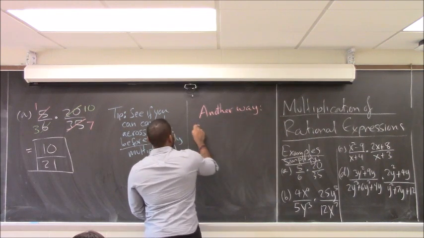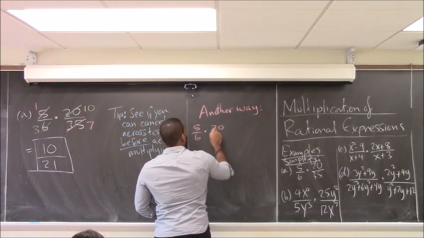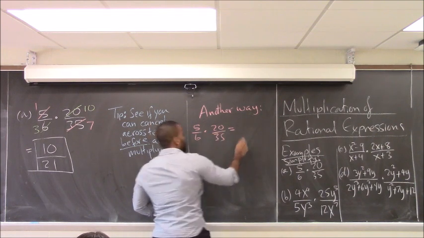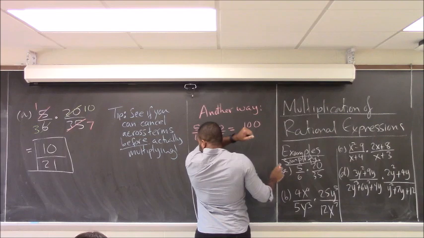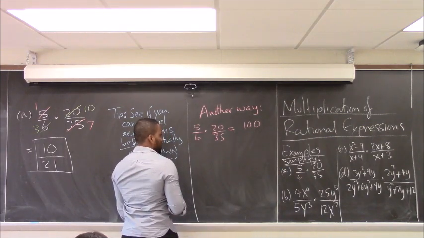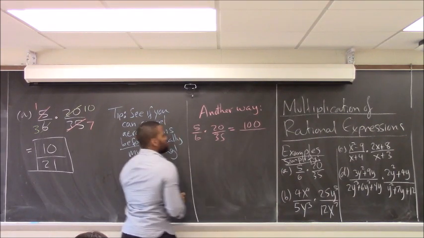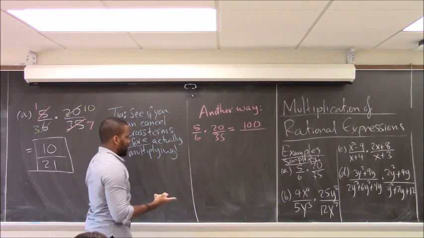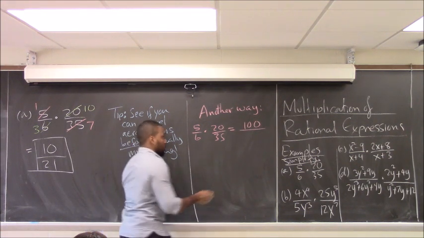So they would see something like 5 over 6 times 20 over 35. And what they would do is multiply the 5 and the 20 to get 100. Then they'll multiply the 6 and the 35. And they'll actually calculate what this is in their head. What is 6 times 35? 210.